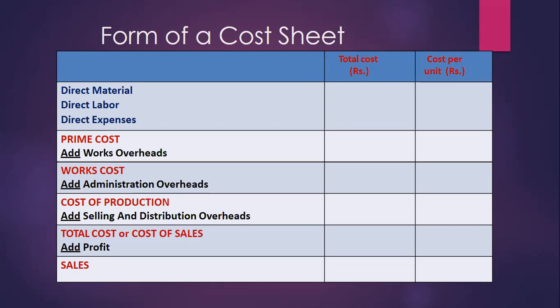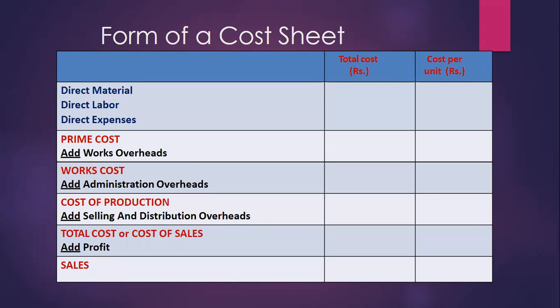Now, once you get the factory cost, you have to add administration overhead. Administration overhead includes all expenses related to your office, like office rent, depreciation of office assets, salary to staff, audit fees. All those expenses are included in administration overhead. Once you add administration overhead to works cost, you'll get cost of production.